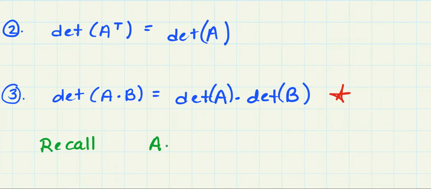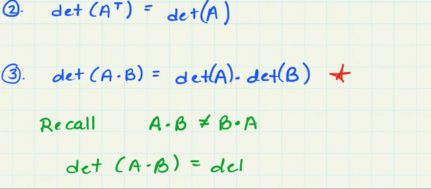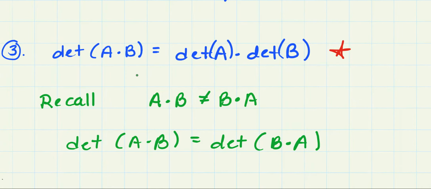So recall, I want to add for this last property that if we multiply two matrices together, they're not commutative. So A times B is not equal to B times A. However, the determinant of A times B is equal to the determinant of B times A. And you can see that just from right here if we use this property. Now these are real numbers, so this might be like a 3 and this is a 5. So 3 times 5 is the same thing as 5 times 3. So you can rewrite this.